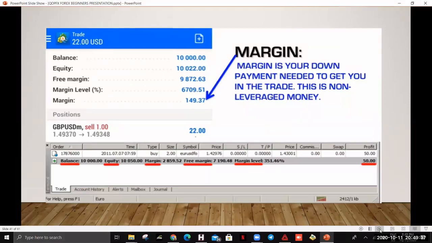That is a mobile view. Now this is a laptop view. For those using your laptop to trade, you can see it here: the balance, the margin, the equity, the free margin. This is the way it appears when you are using your laptop to actually trade.